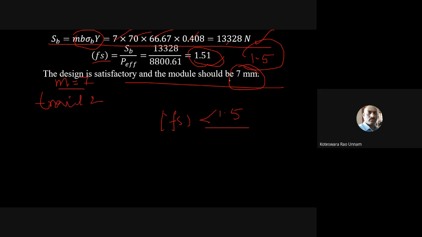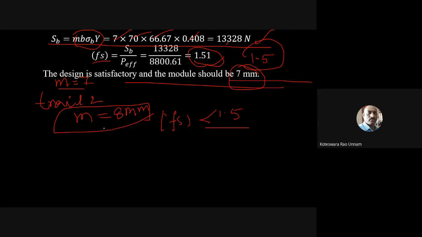That means you need to take the next module for trial 2. For the second choice we are taking 7 mm. Then we'll go for the preferred choice: the module after 6 is going to be 8 mm. We'll take 8 mm as the module and do the calculations again, and check whether the factor of safety has improved or not.